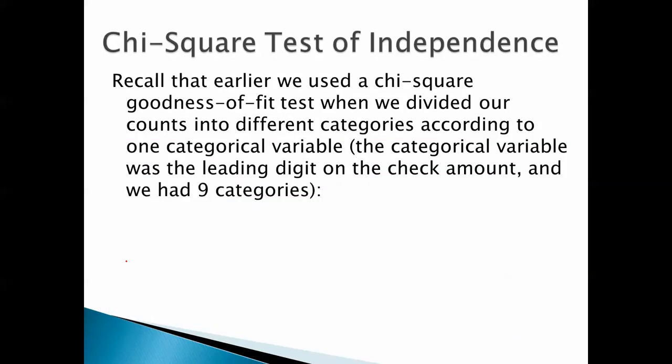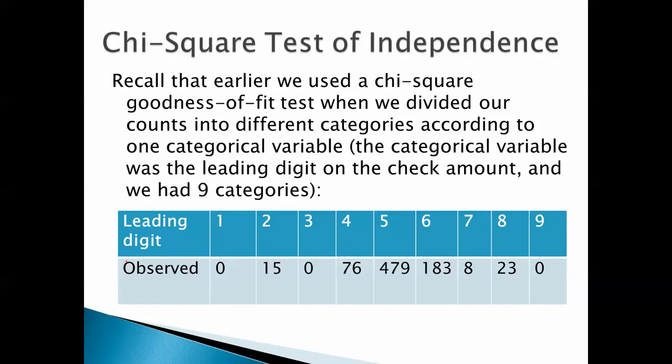Recall that earlier we used a chi-square goodness of fit test when we divided our counts into different categories according to one categorical variable. The categorical variable was the leading digit on the check amount, and we had 9 categories. This is what it looked like. So again, 9 different categories, one categorical variable.